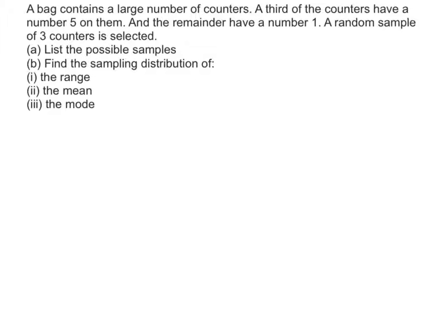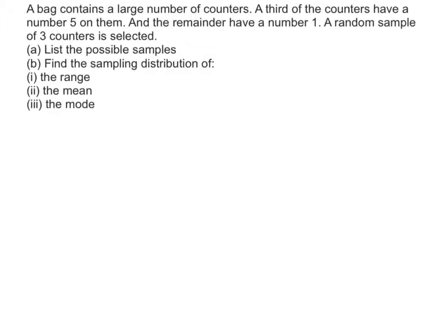Okay, so these questions are generally split up into these two parts. The first part is always, well, almost always, to list all the possible samples that you could get. And then the second is to find the probabilities of each of these different statistics. So if I did a sample, each of the samples could have a different range, and we're finding the probability of each range coming out, each mean, and each possible mode.